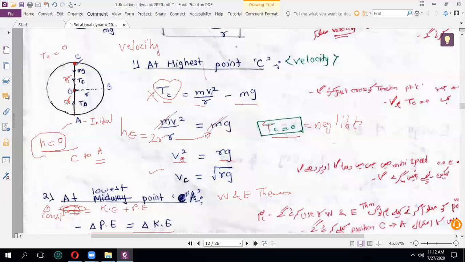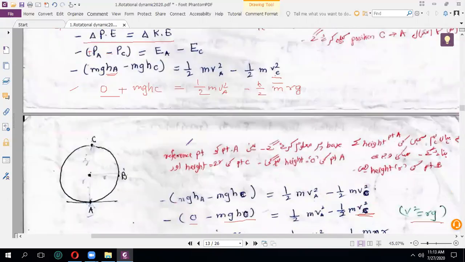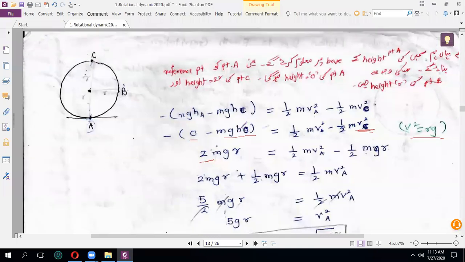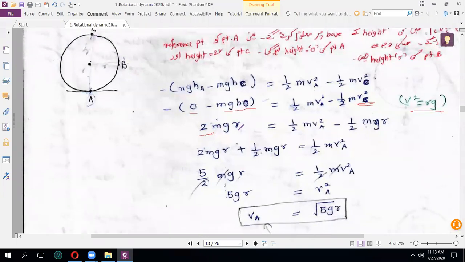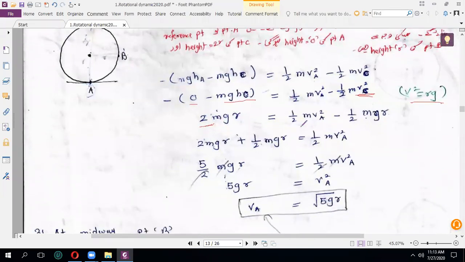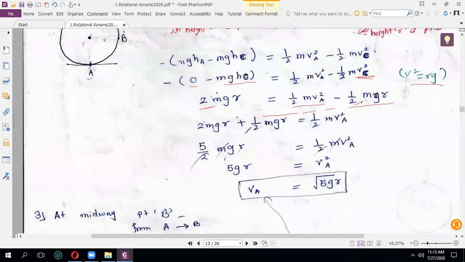Because going from A to C, how much height is there? 2 radius height is there. That is why we are representing HC by 2r. That is why we are getting 2 mgr. And on the right side this part is same. What is the changing part? The formula for v square c we know is Rg. So it becomes half mgr. Now take this half mgr on the left hand side. So minus half mgr becomes plus mgr.